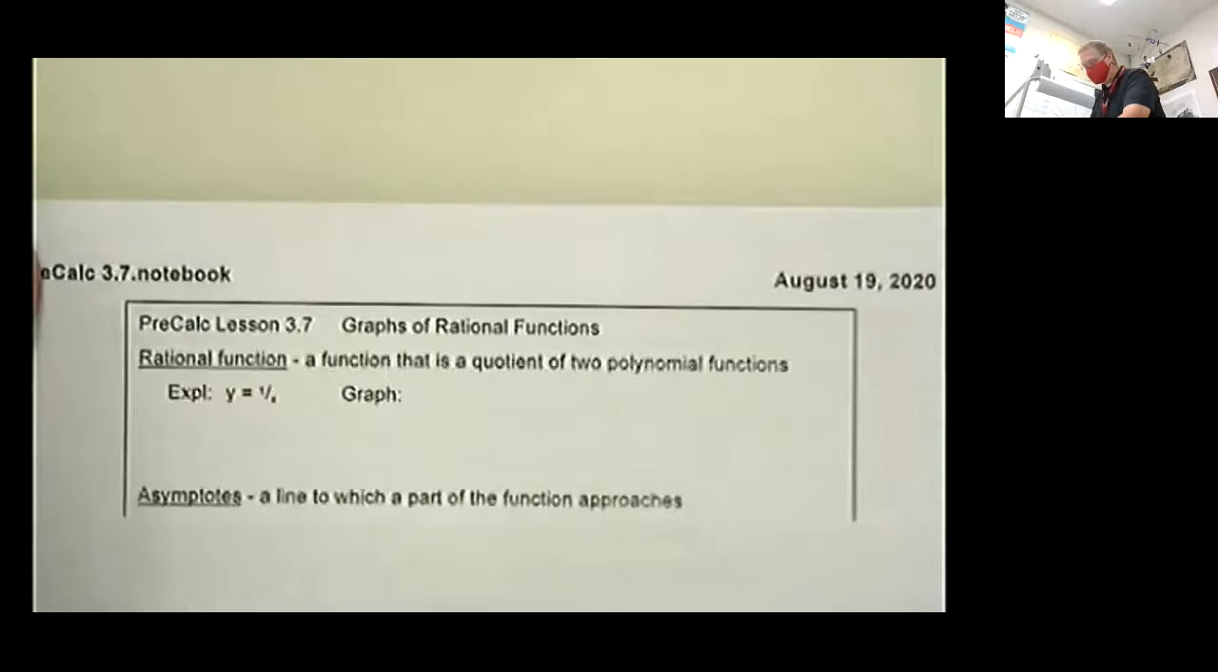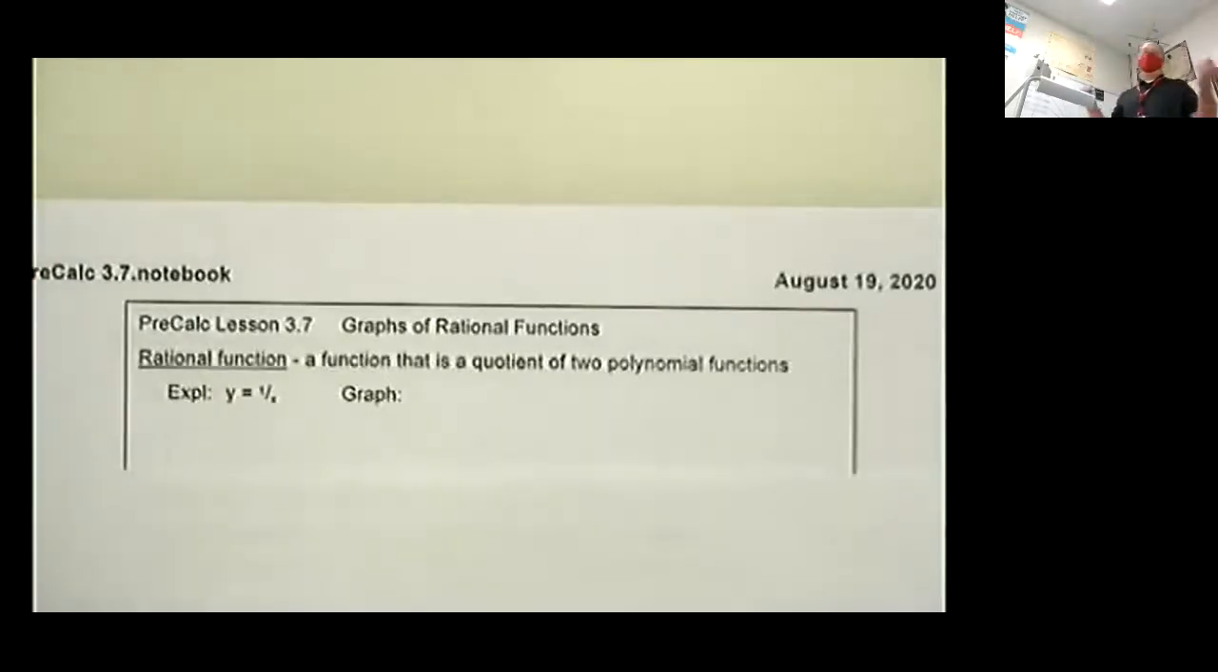Graphing rational functions. Now remember one thing, you can always check these on your calculator, but we're looking at how do we graph these without using your calculator. And we need to define what is a rational function. A rational function is a function that is a quotient of two polynomial functions.